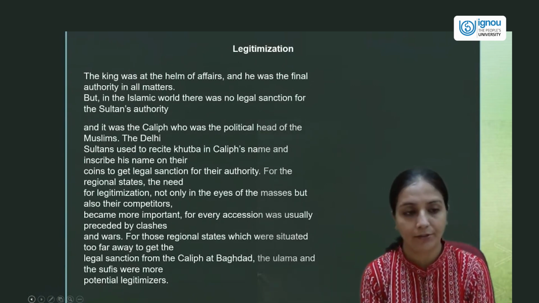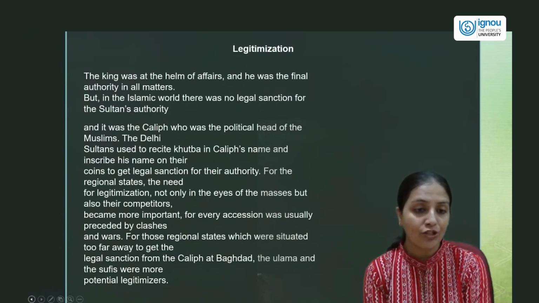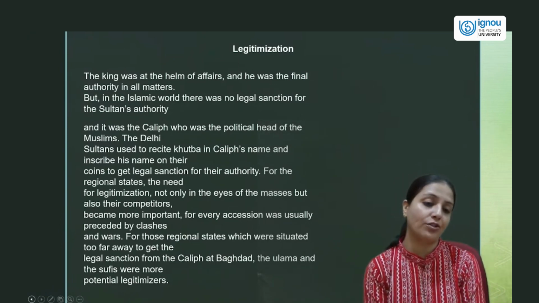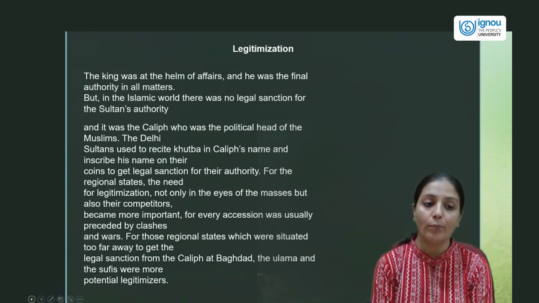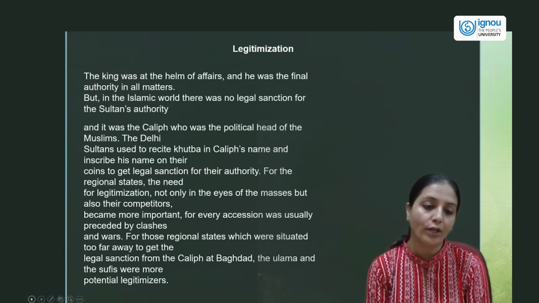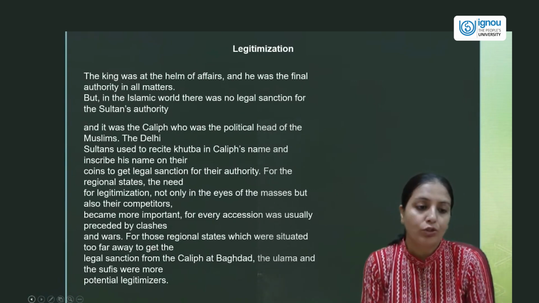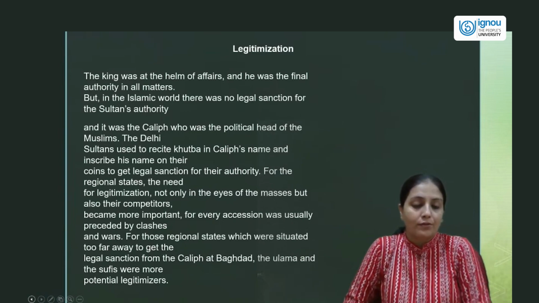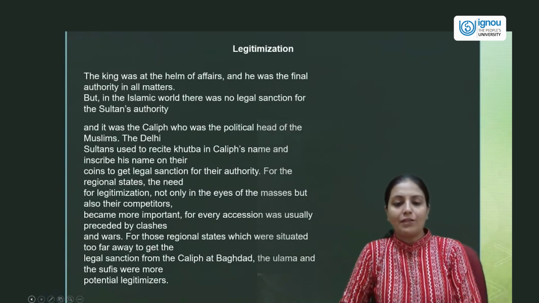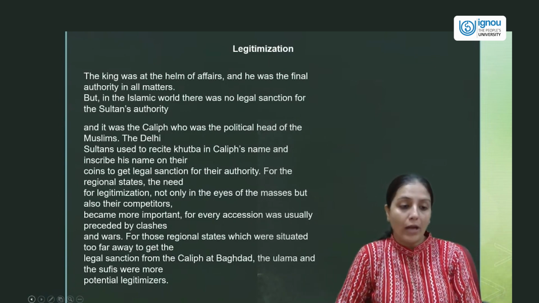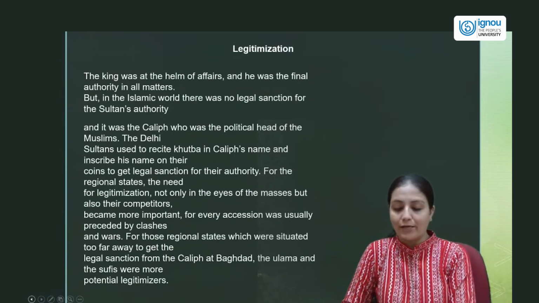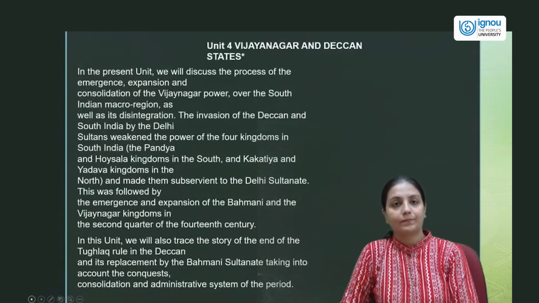sanction for their authority. For the regional states, the need for legitimization, not only in the eyes of the masses but also their competitors, became more important, for every succession was usually preceded by clashes and wars. For those regional states which were situated too far away to get the legal sanction from the Caliph at Baghdad, the ulama and Sufis were more potential legitimizers.